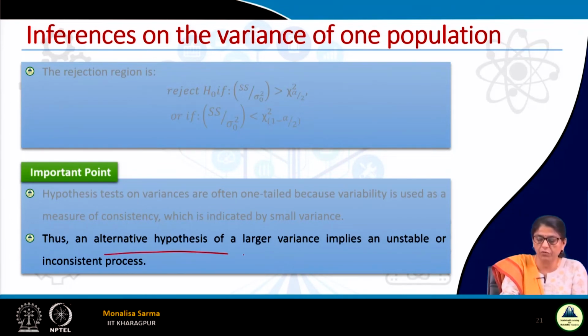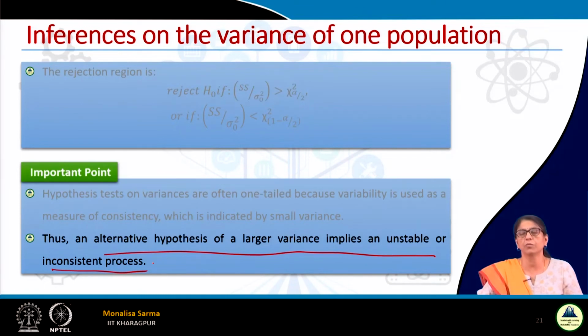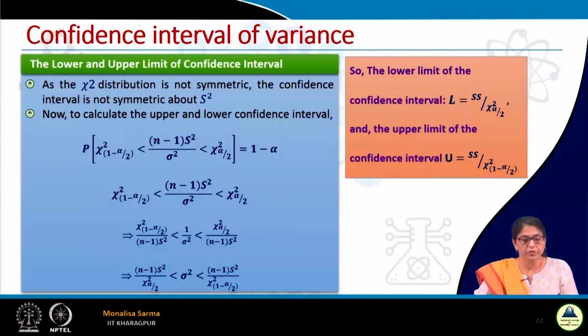Say, the alternative hypothesis of a larger variance implies an unstable or inconsistent process. So in an unstable process, there is no point carrying out hypothesis testing or confidence interval estimation. So now, what is the confidence interval? We have seen how we do this using hypothesis testing. Now we will see the confidence interval for variance.